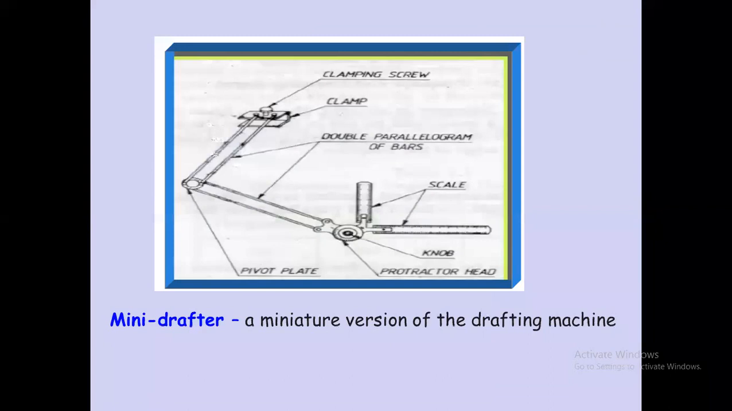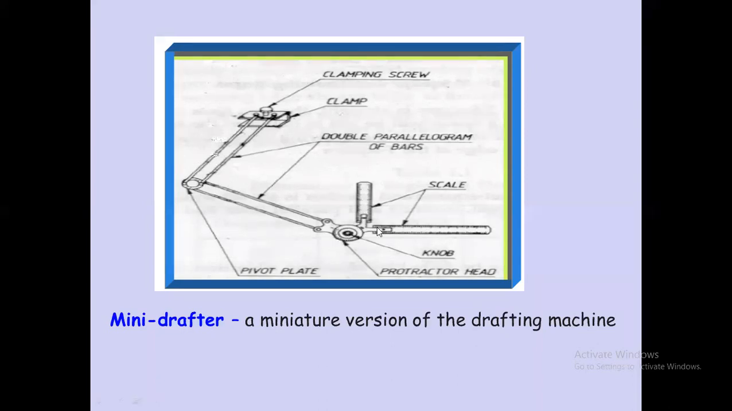I think you haven't seen this mini drafter, but in the 90s and in 2000 they used this mini drafter for their drawing. It is the main tool. It has two levers, a straight horizontal scale, and here there is a knob. You can rotate it to any angle. If you want 10 degrees, 20 degrees, 30 degrees, you can set this.